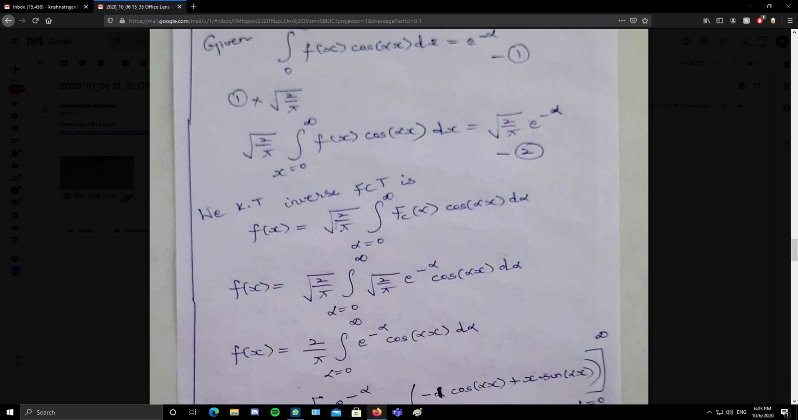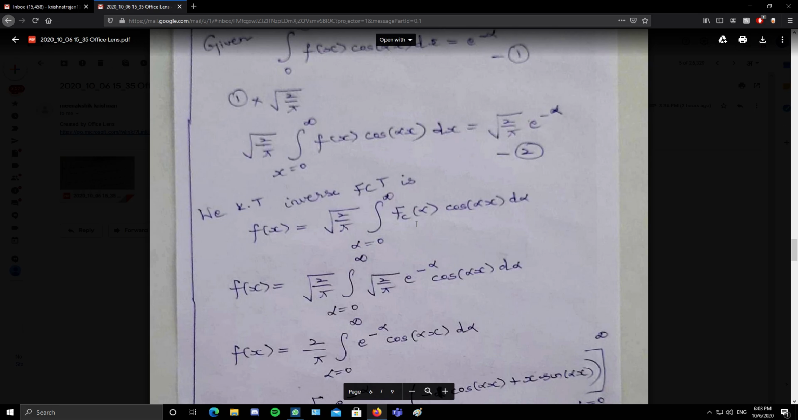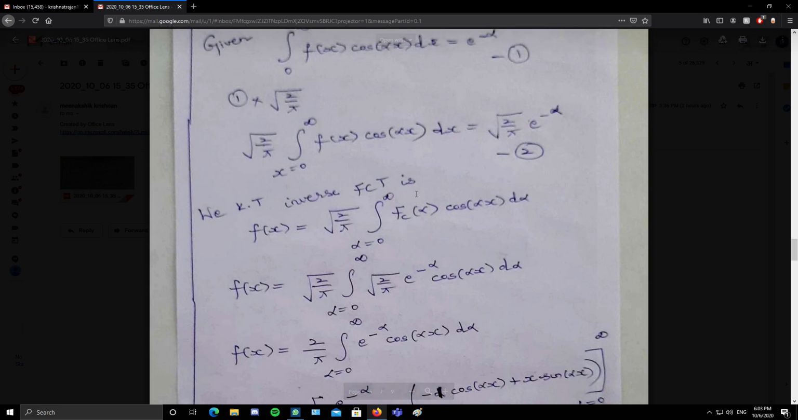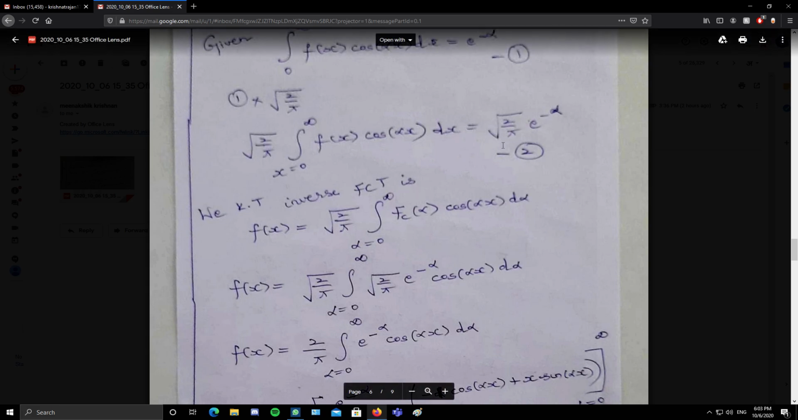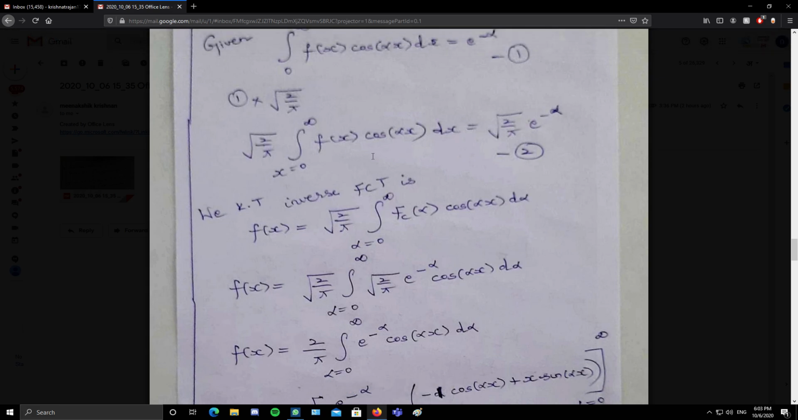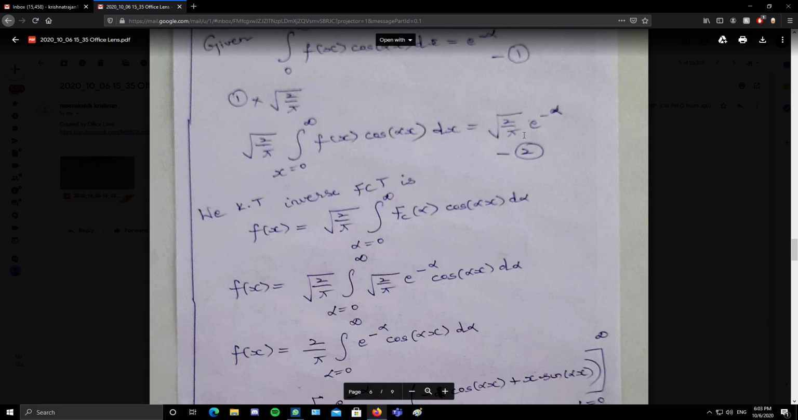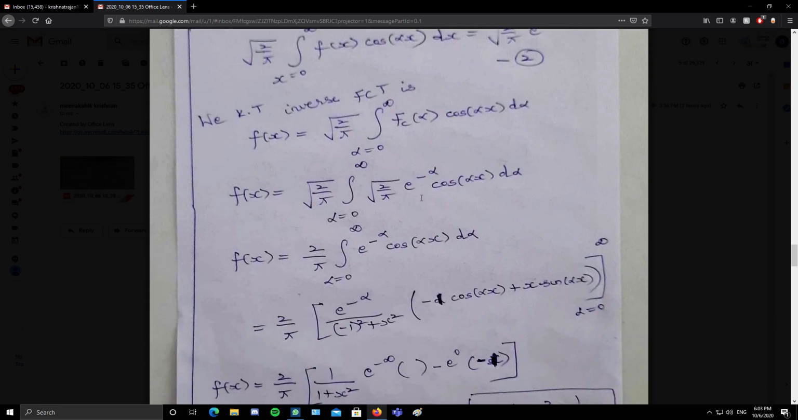I repeat, we have written the definition of the inverse cosine transform. And what is fc of alpha? You see equation 2. The left side is fc of alpha. What is it? Root of 2 by pi e power minus alpha. So that is substituted here. In the next step, root of 2 by pi whole square is 2 by pi, integral alpha equals 0 to infinity e power minus alpha cos alpha x d alpha.